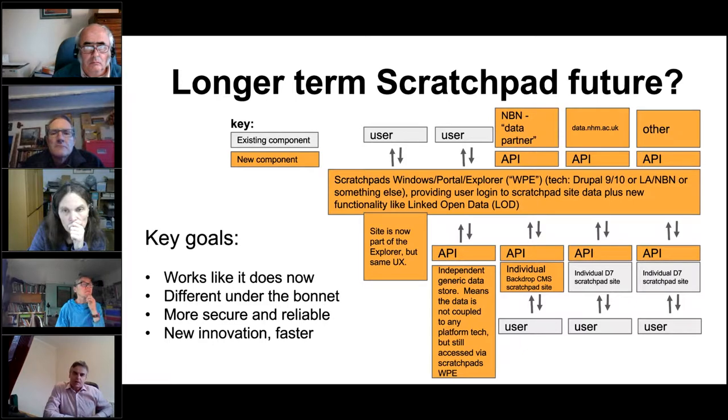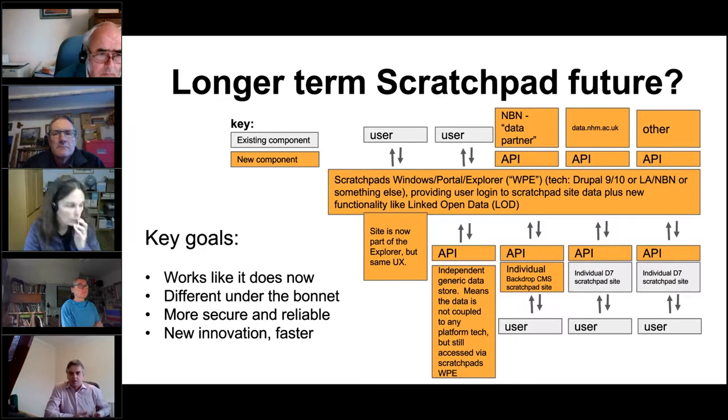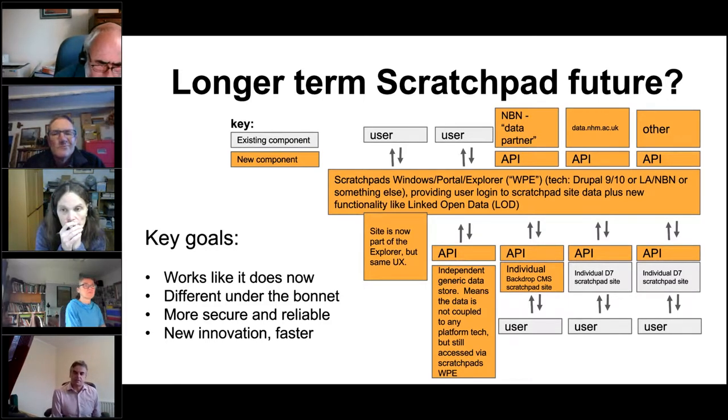Basically what this diagram is saying, and don't worry too much about the details here, is that we want to keep all of the Scratchpads as they are, but provide new ways in which you can access them. That helps us keep the same experience that you get and does what it does now, but under the bonnet things are different, and that helps us embrace new ways of doing things, because as I said in the earlier slides, it's 2007 when this started, and in terms of software and technology, things have changed quite a lot.